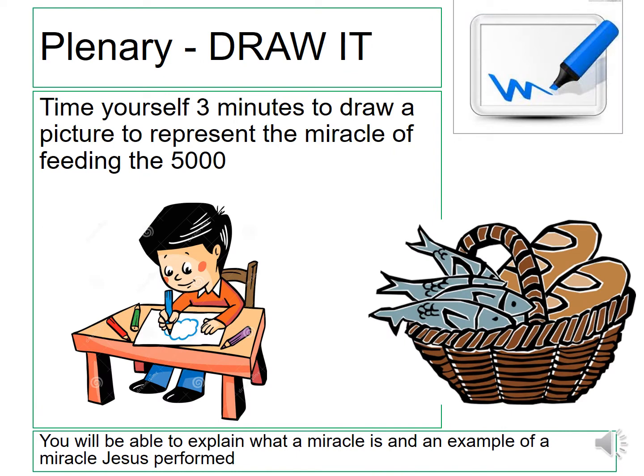Your last activity of the lesson is your plenary, and your plenary is called Draw It. You can either complete this task on a whiteboard or you can complete it on a piece of paper. What you're going to do is you're going to be timing yourself 3 minutes, and you're going to draw a picture to represent the miracle of feeding the 5,000.